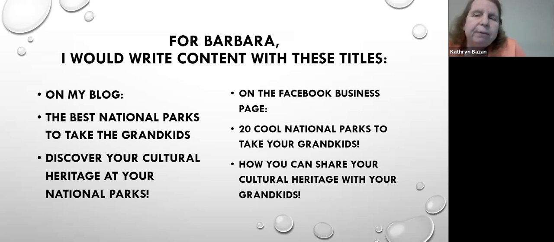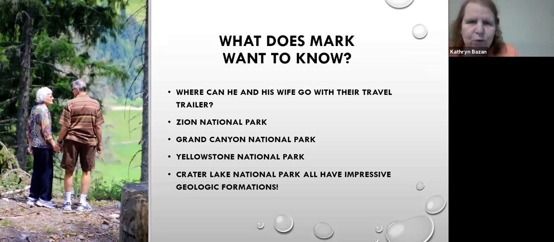For Barbara, I want to be doing two different things. The way that we write for social media comes in two different categories. If you're writing for your blog, which is on your website, or for LinkedIn, you want a very calm, professional voice, almost authoritative. But Facebook and Instagram, totally different voice. You're happy, you're more like a cheerleader. This is so cool. Don't you want to go do it? So I can take the same content and retitle it. The best national parks to take the grandkids can become 20 cool national parks to take your grandkids. I'll go into this a little bit more, but just remember, you need to change the title. You need to change the voice.